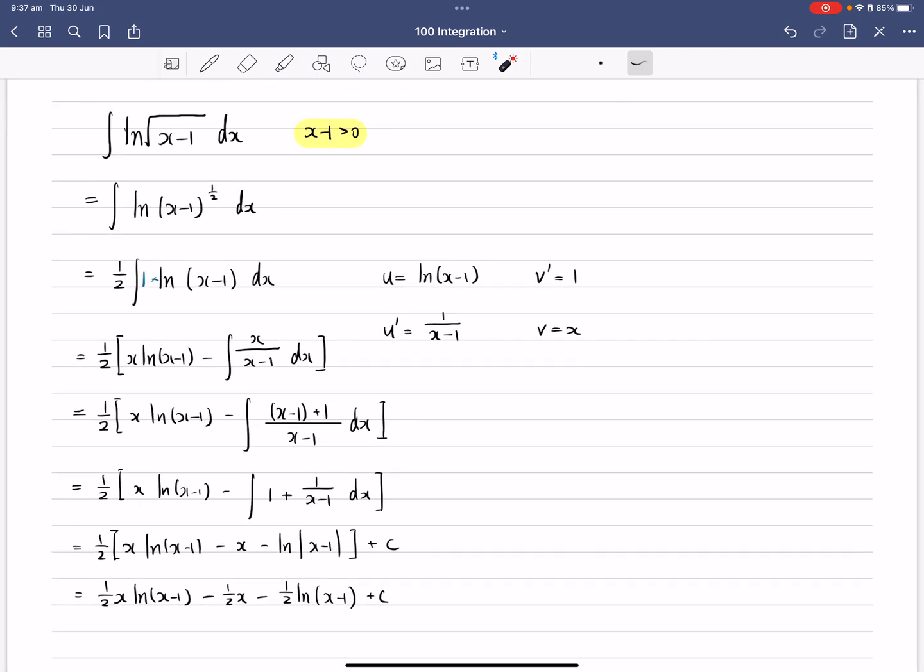Okay, we use integration by parts to solve it, but before we do that, we move the half to the front, treat this as a coefficient.